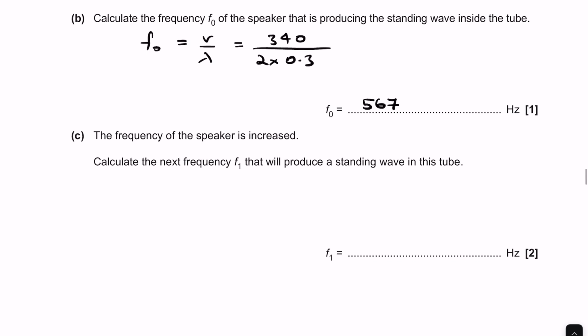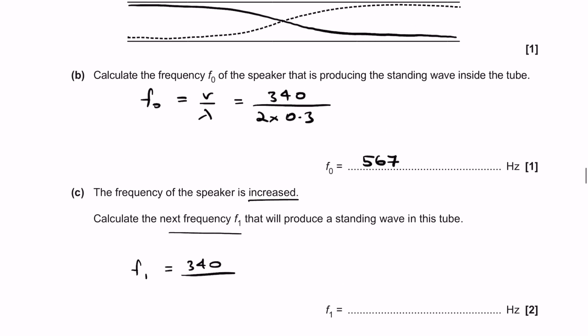Part C, the frequency of the speaker is increased, and calculate the next frequency that would produce a standing wave in this tube. So F1 basically is going to be equal to 340 divided by now the value of lambda. Given that the frequency has increased to the next level, the value of the wavelength is going to be the same as the length, because it would basically form a whole wave inside the tube.